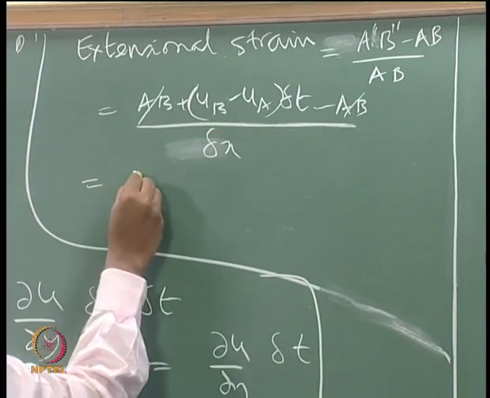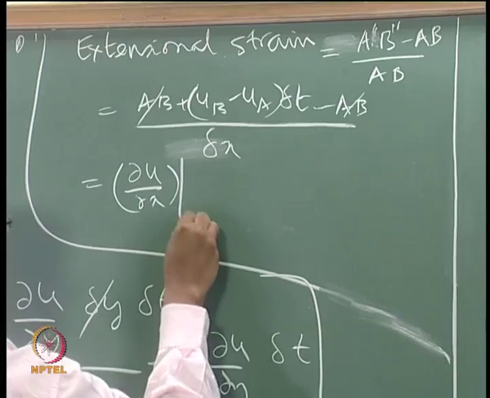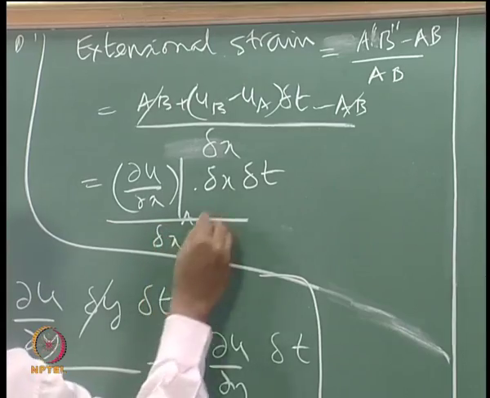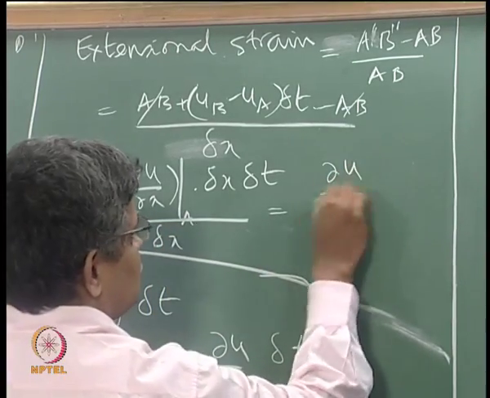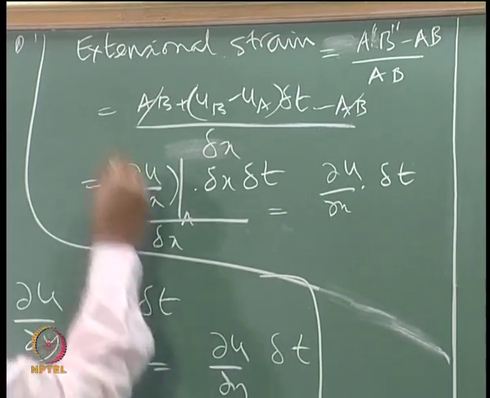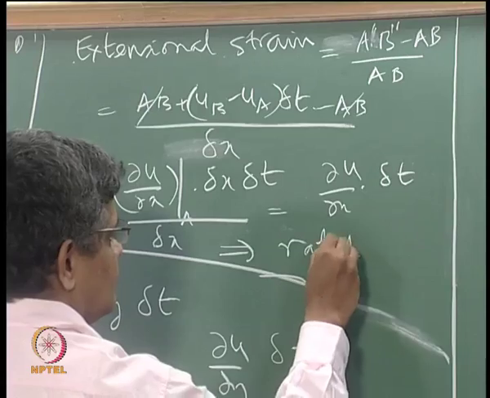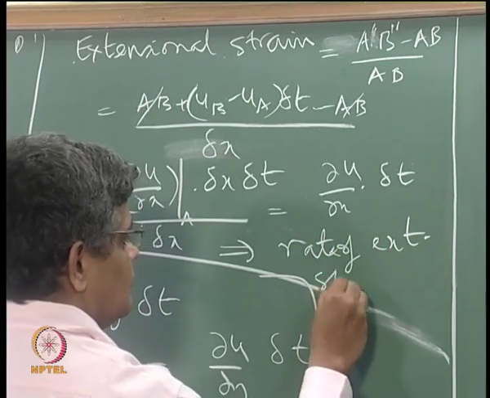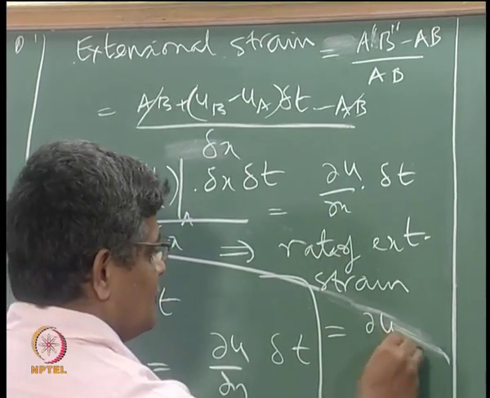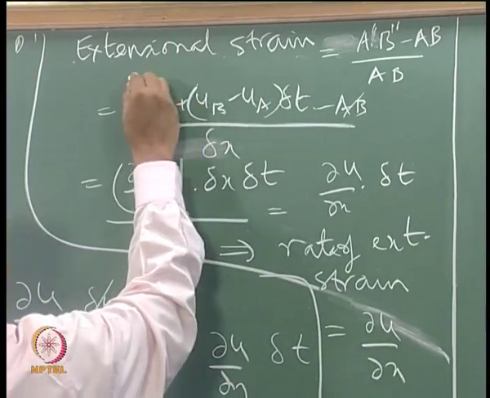So we can write this as dou u by dou x at a times delta x times delta t divided by delta x. So this gives us dou u by dou x times delta t. So the rate of extensional strain is this divided by delta t. So that is dou u by dou x. So this is the rate of extensional strain in the x direction.